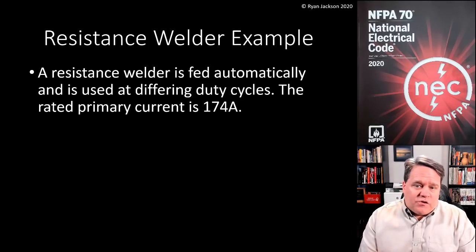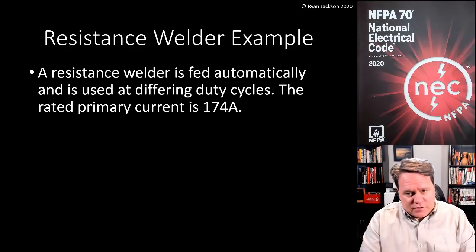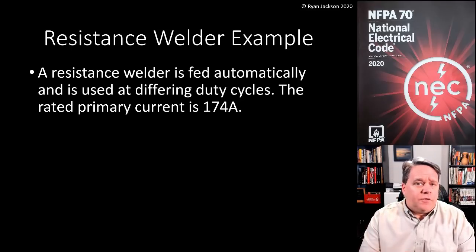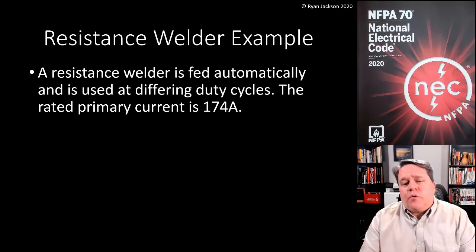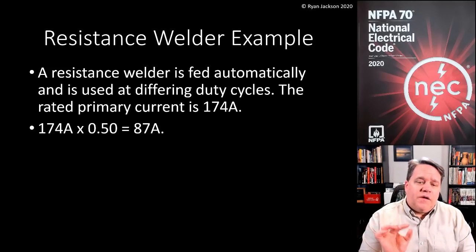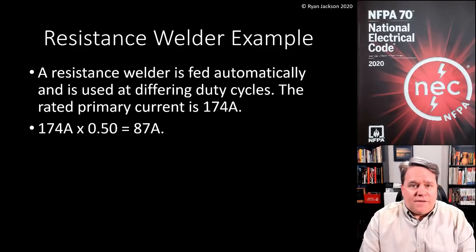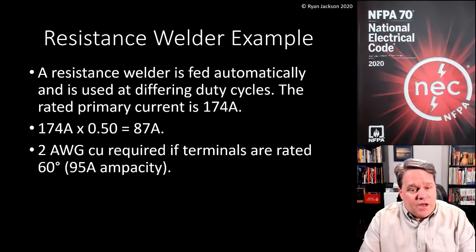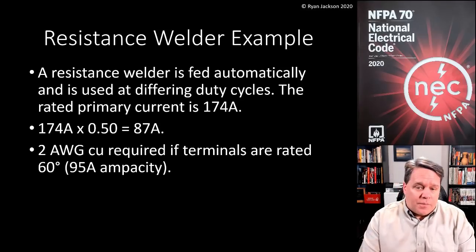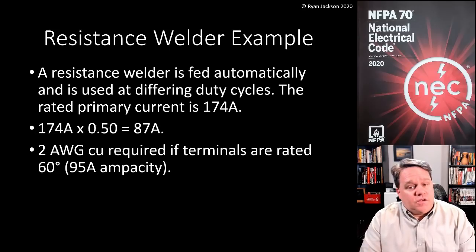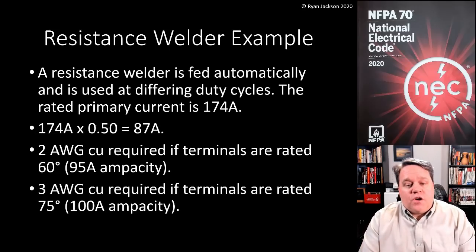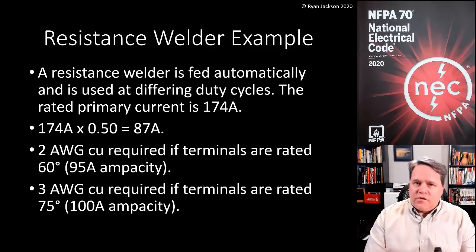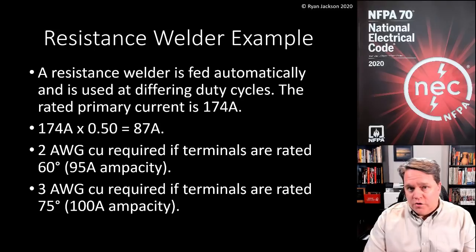If I have a resistance welder that's fed automatically, but is used at differing duty cycles, the rated primary current on the nameplate is 174 amps. All right, so 174 amps times the 0.5 demand factor is 87 amps. So I would need a conductor that can carry 87 amps. That would be a 2-gauge copper conductor if the terminals are only rated 60 degrees, and it would be a 3-gauge copper if they're rated 75 degrees. All right, so we're going to size our conductors based on how the welder is operated.